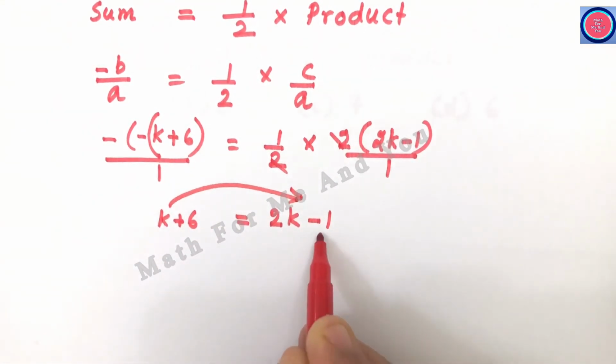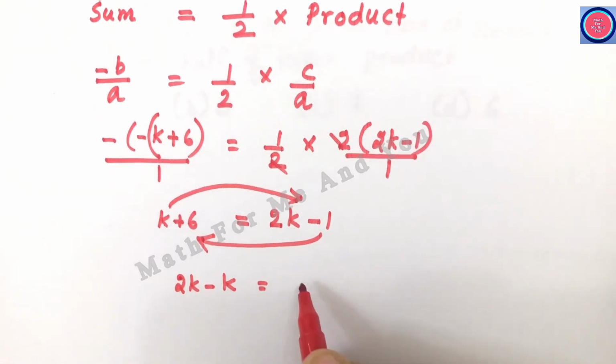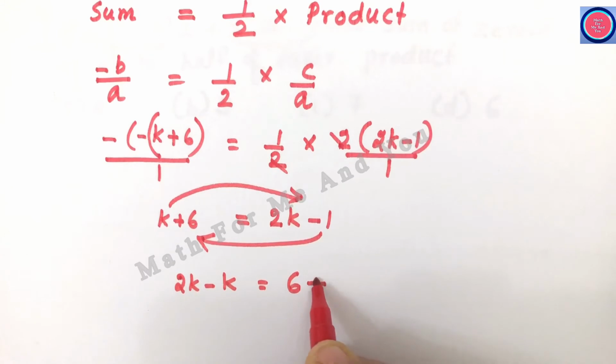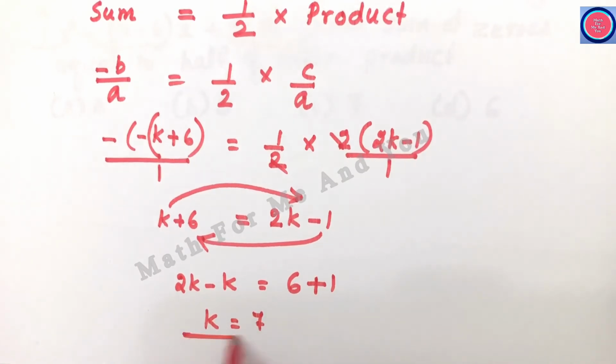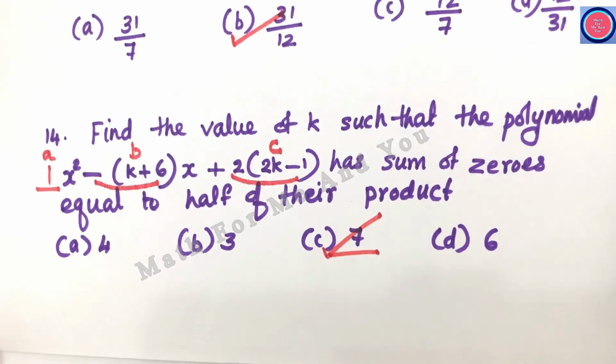Collect k terms on one side, numbers on another side. k, if we move towards the side of 2k, it becomes 2k minus k. 6 and 1 we are taking on the same side. So minus 1 comes with 6 as plus 1. 2k minus k is k and 6 plus 1 is 7. So we are getting the value of k as 7. So from the options we have to select option C.